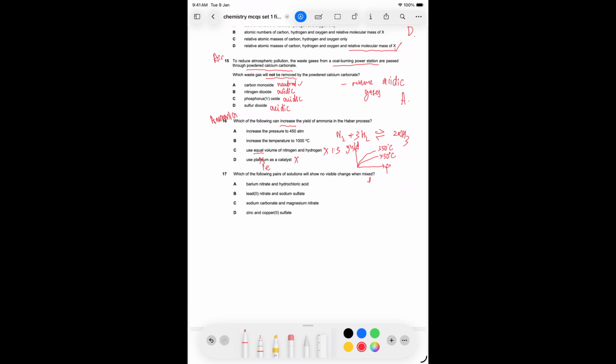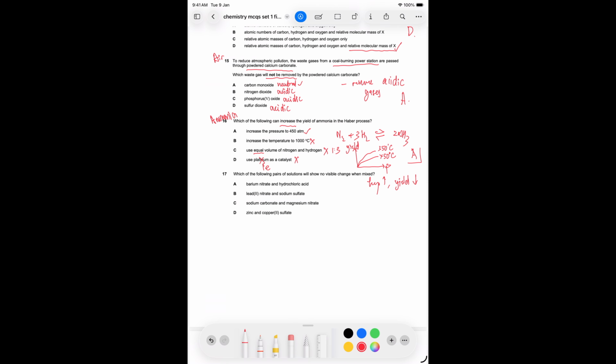As temperature increases, your yield actually decreases. So higher temperature is not advisable. The only one that makes sense is what? Increasing the pressure to 450 atmosphere. So answer will be A.